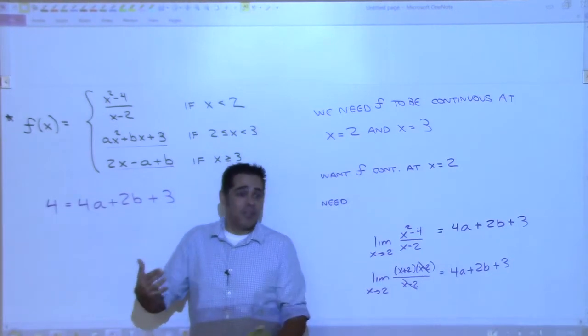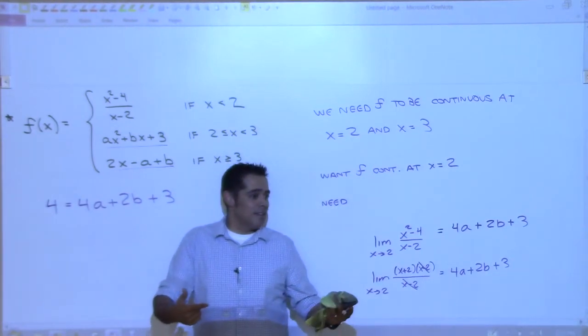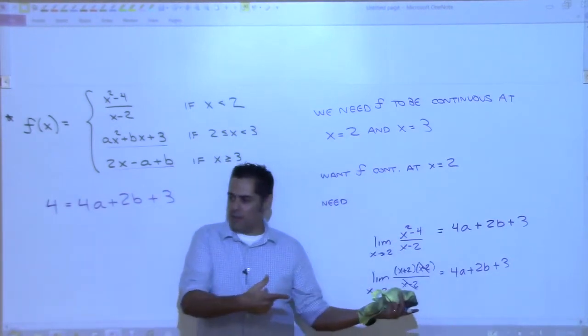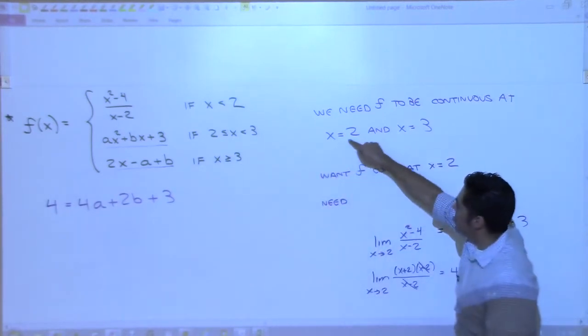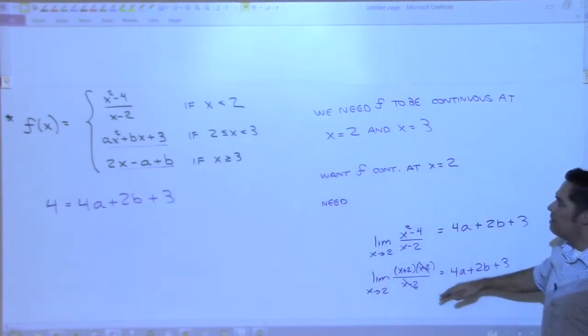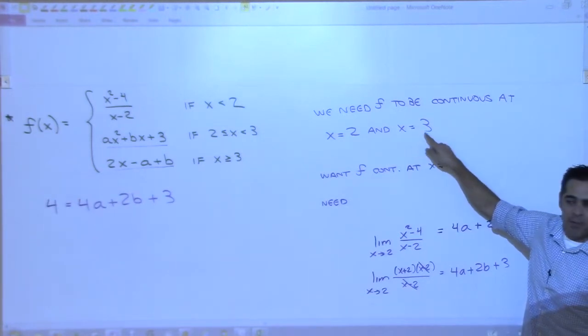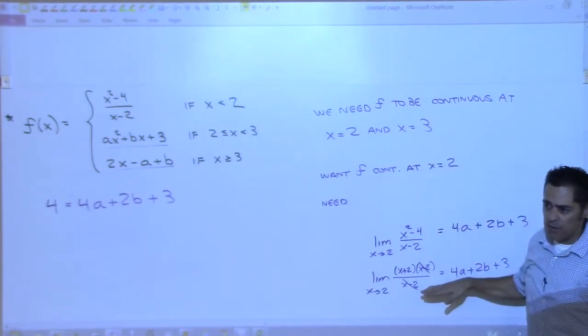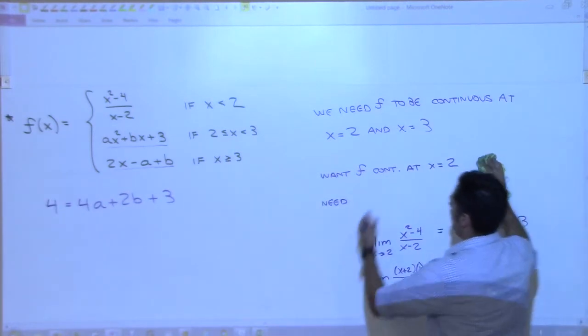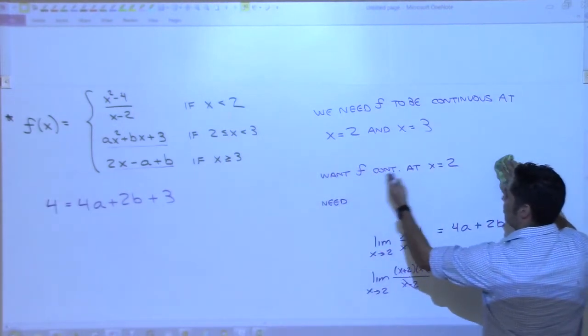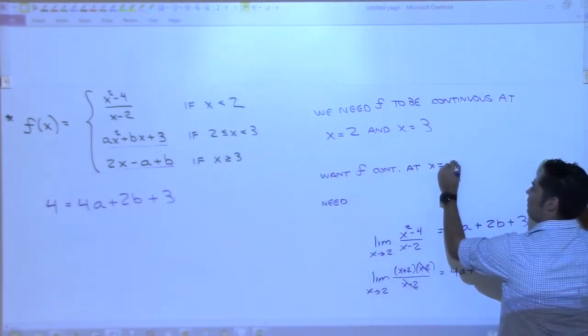The fact that we also need this to be continuous at 3, right? We've only used that we needed it to be continuous at 2 and got this. Now let's go see what it takes to make it continuous at 3. And when we do that, we should get another equation. Okay, so now restarting, we want f to be continuous at 3.